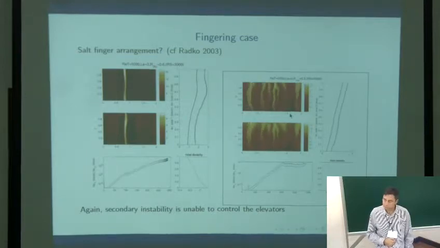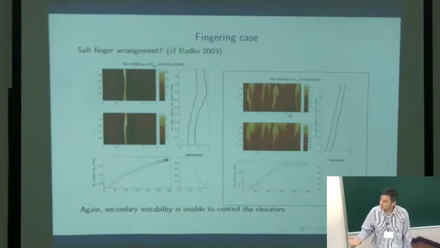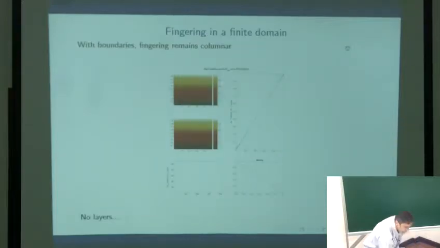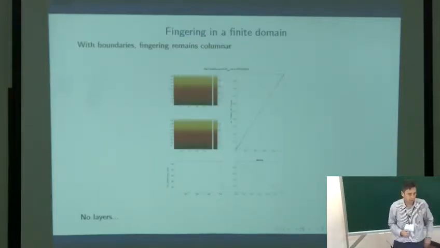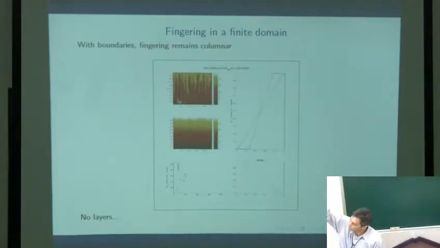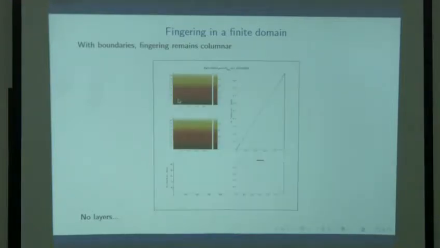Okay, so most of the time, the secondary instability, we were unable to get it to control the primary instability, and when it did, the dynamics was still dominated by elevators. So we thought, well, maybe if you have a finite domain, that helps, because you don't have these linear instabilities that are nonlinear solutions. So we tried that. This is fingering with fixed boundaries at the top and bottom, fixing heat and salt. And the same thing happens. We get some stabilization now. However, you don't get anything that looks like layering.